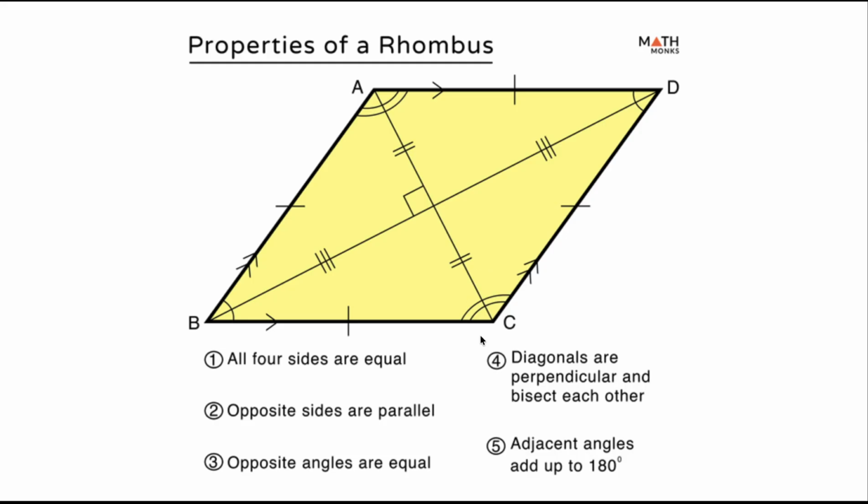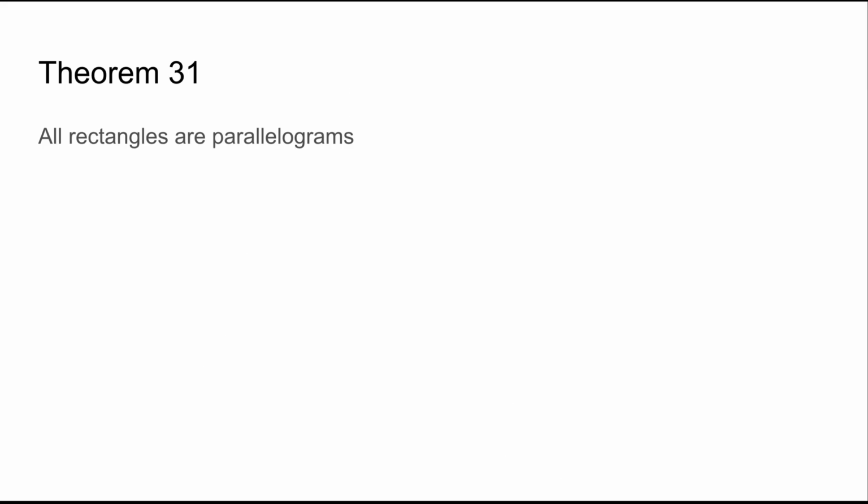So all four sides are equal, opposite sides are parallel, opposite angles are equal, diagonals are perpendicular, and they bisect each other at 90 degrees. So they're perpendicular because they bisect at 90 degrees. And then the adjacent angles always add to 180.